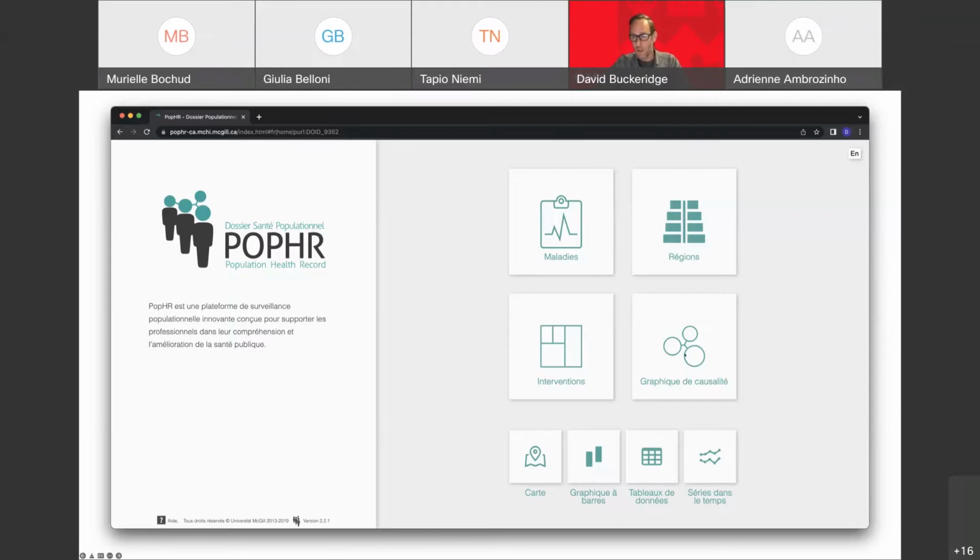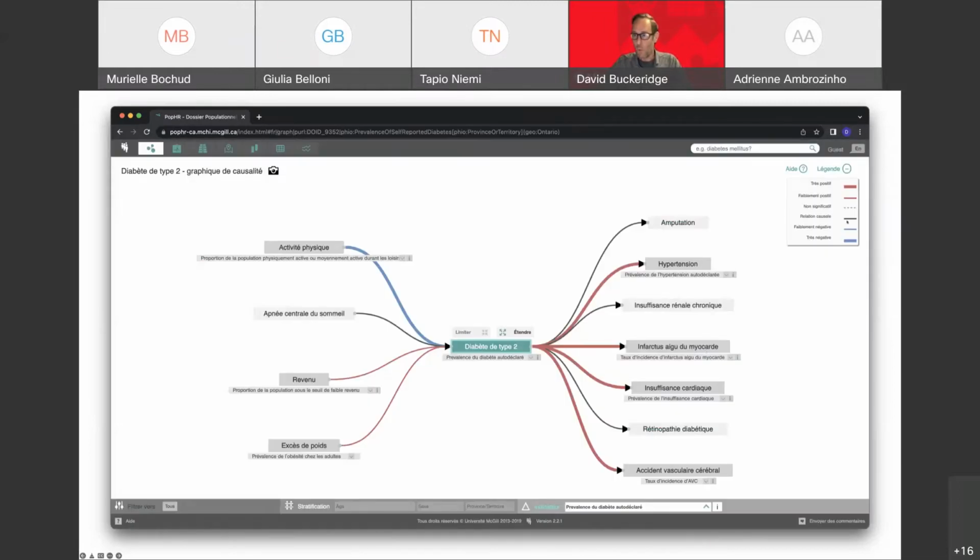So the causality graph is probably the easiest place to start, and that's this icon here, to get a sense of how this knowledge is structured. This is the default way that you're shown indicators about a population within the causal graph. It defaults to a concept. We've currently set that to type 2 diabetes, but you could choose a different central concept.